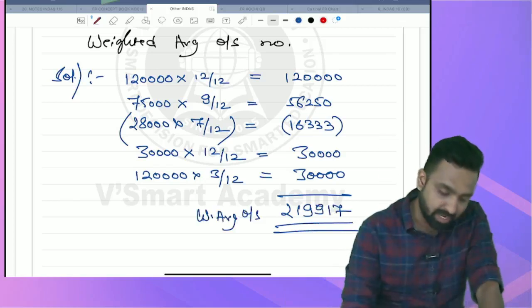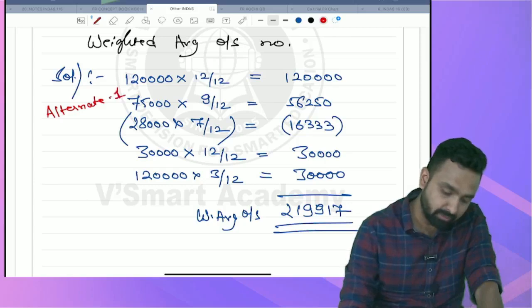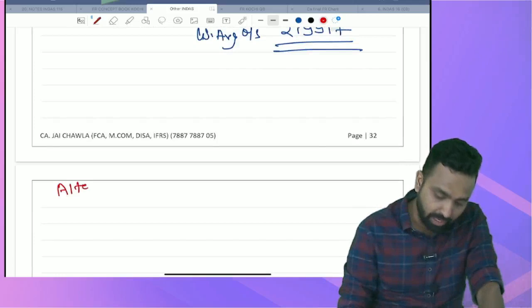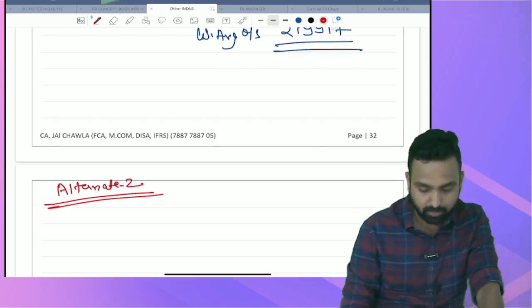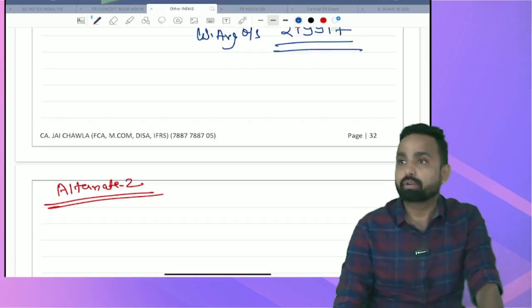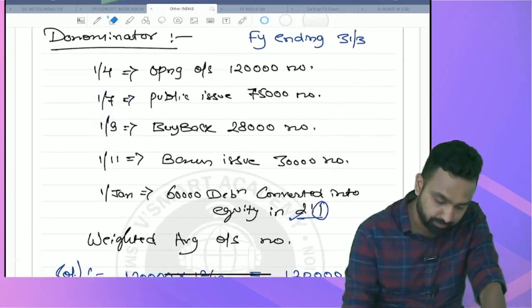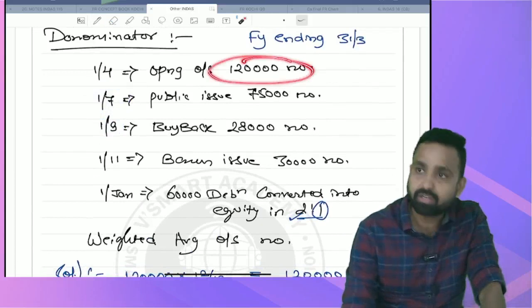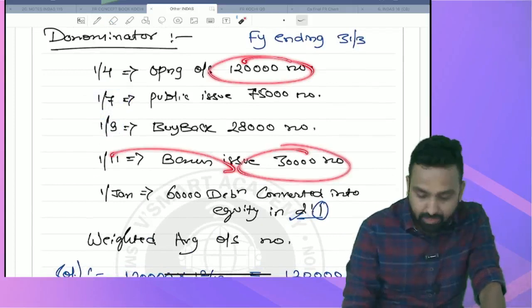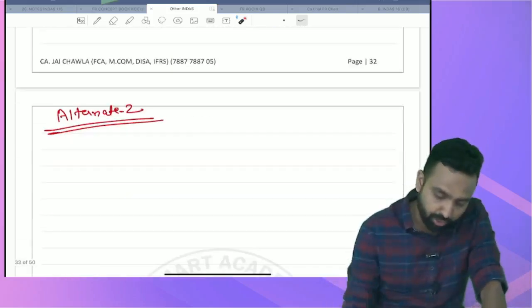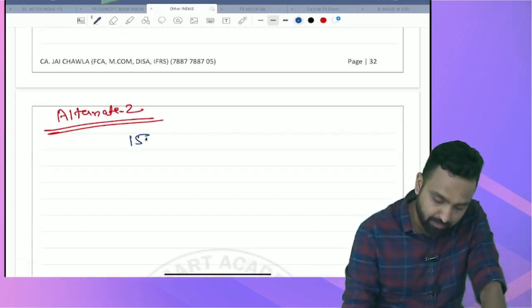So guys, there is another way to calculate cumulatively. The first figure was 120, but the bonus also has to be done from the beginning only now. So it's 120 and 30, it's 150.